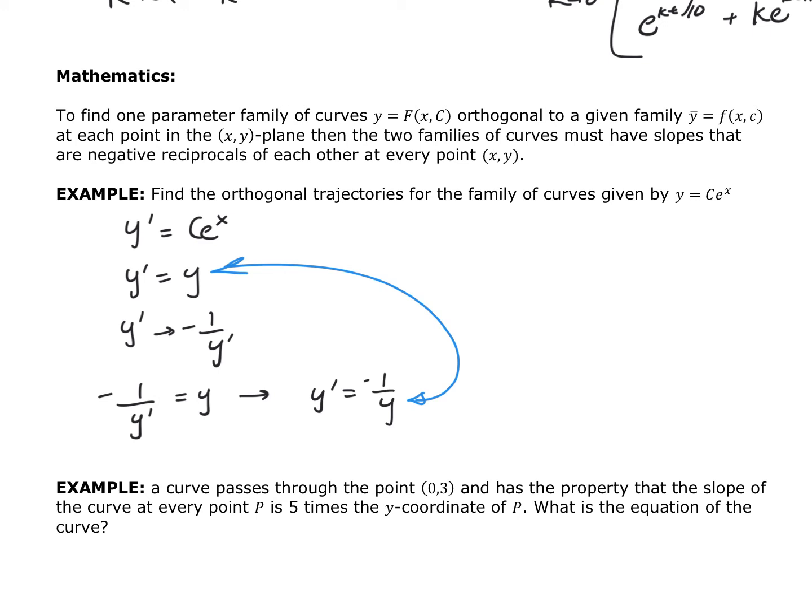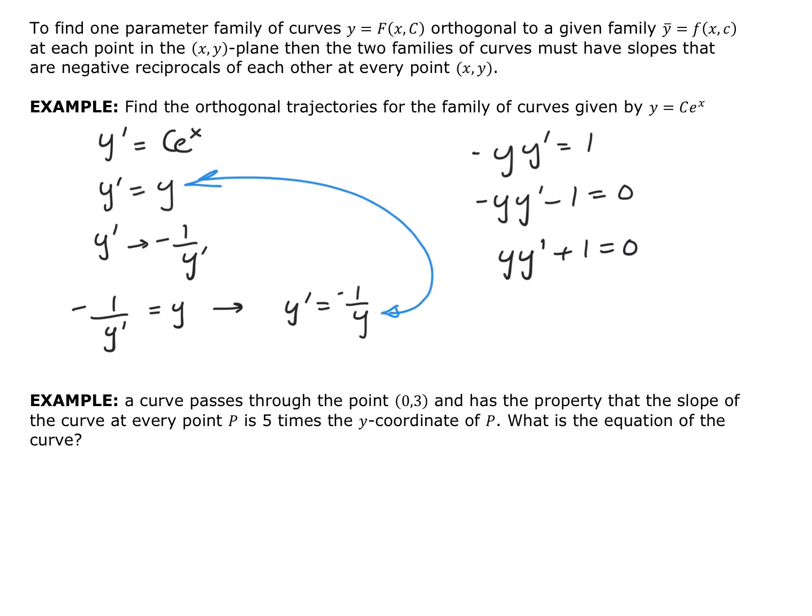I'm going to go ahead and multiply both sides by the negative y. So I'm going to get negative y y prime is equal to 1. So that tells me that y y prime plus 1 is equal to 0. And this is a separable differential equation. If this is a separable differential equation, then I can replace y prime with dy dx. So y dy dx plus 1 is equal to 0.